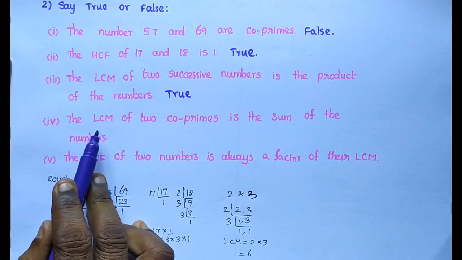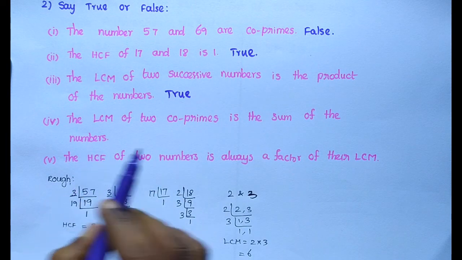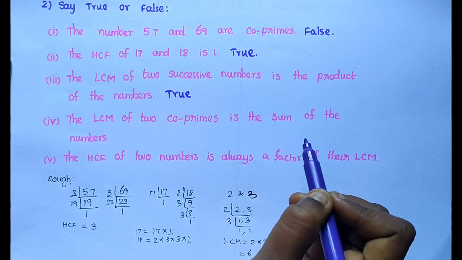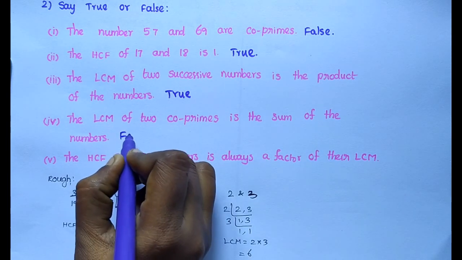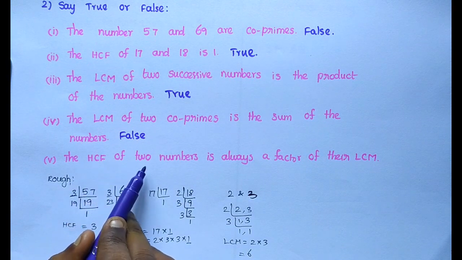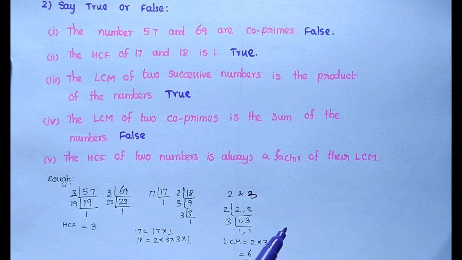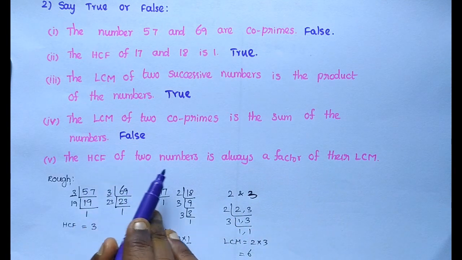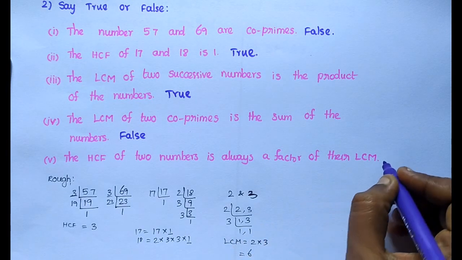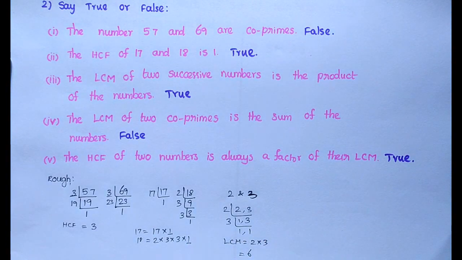Next one, the LCM of two co-primes is the sum of the numbers. Not the sum of the numbers, that is the product of the numbers. So that is a false statement. The HCF of two numbers is always a factor of their LCM. Yes, that is true. That is the answer.